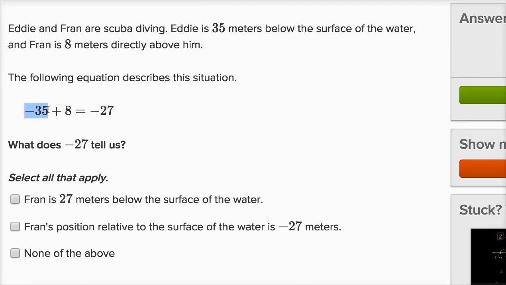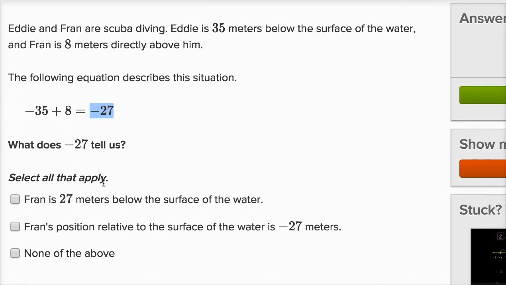So if we're at the surface of the water, you would be at 0 meters. And they tell us Fran is 8 meters above him. So we're taking Eddie's depth at negative 35 meters, and then Fran is 8 meters above. So we're adding 8 to figure out Fran's depth of negative 27 meters. Notice this is 8 meters above Eddie's depth. So negative 27 is Fran's depth. She is 27 meters below the surface of the water.